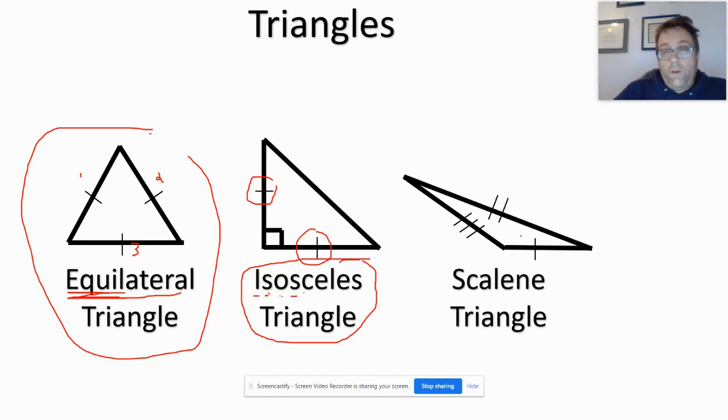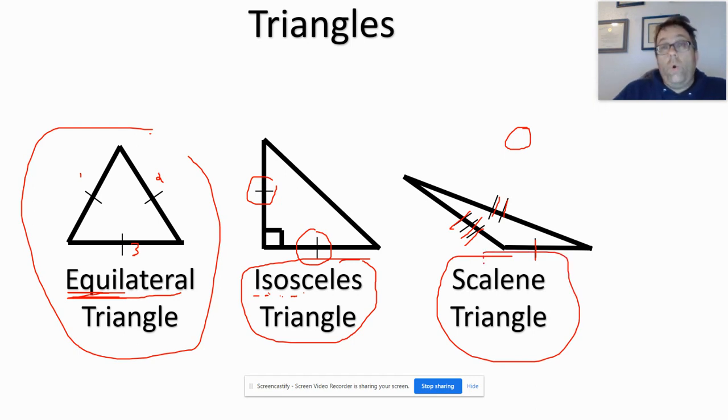On this last one over here, no sides are the same. This one has one hash mark, this one has two hash marks, and this one has three hash marks. None of them match how many hash marks they have. Therefore, zero sides are the same, and you would call that a scalene triangle.